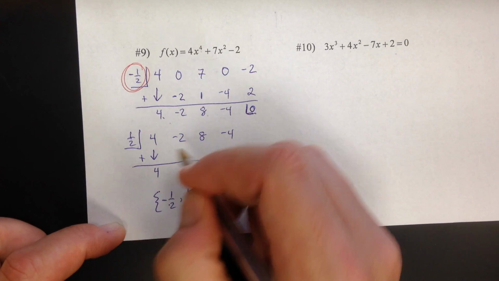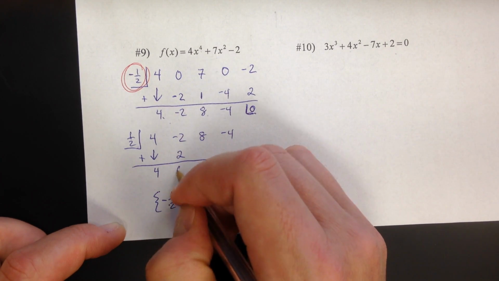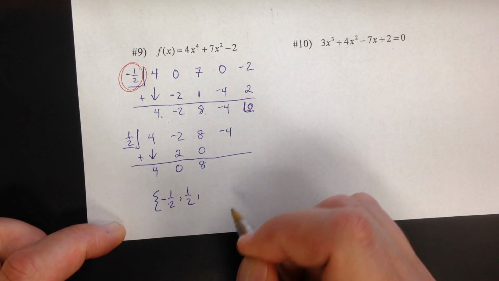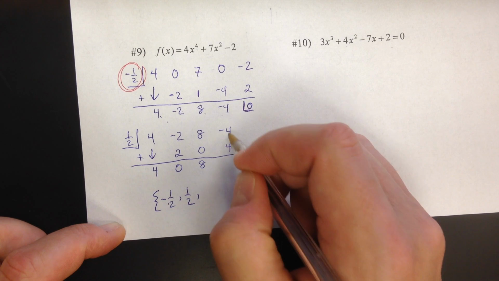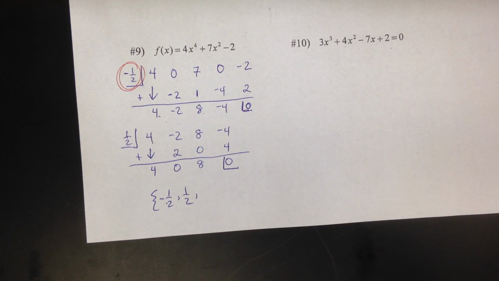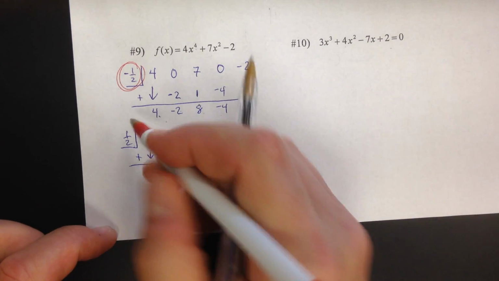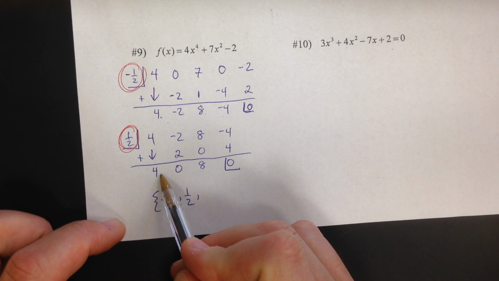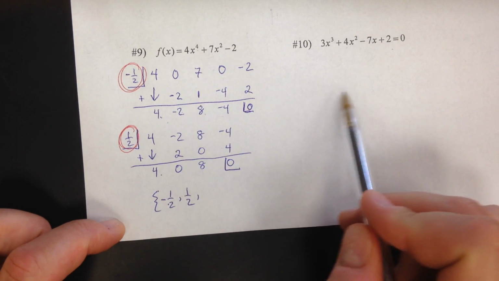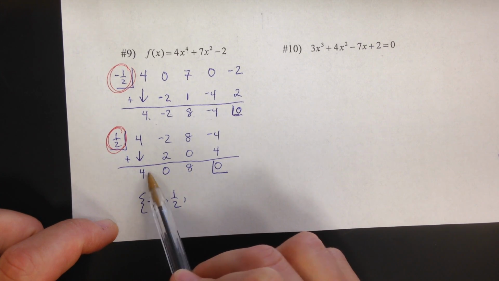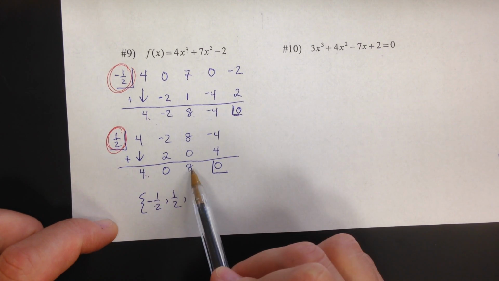4 comes down, multiply that, that's 2. Add that to 0. 0 times anything is 0. Add that is 8. 8 times 1/2 is 4. -4 plus 4 is 0. Okay, so there's our second solution. Yep, that works. Now, what's left here, I'm going to move into this next space just because I'm running out of space. This is 4x squared plus 0x plus 8.